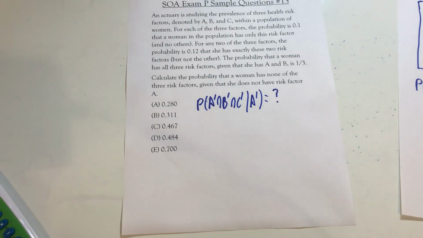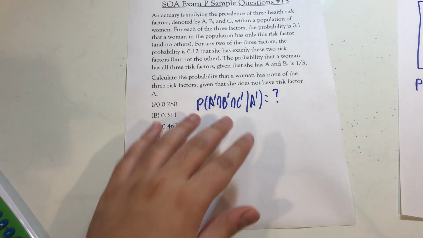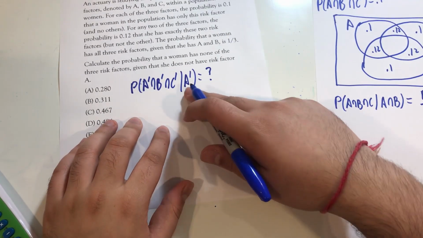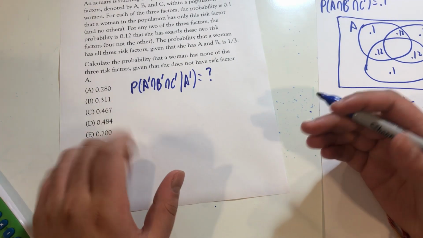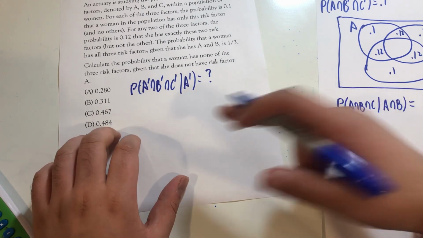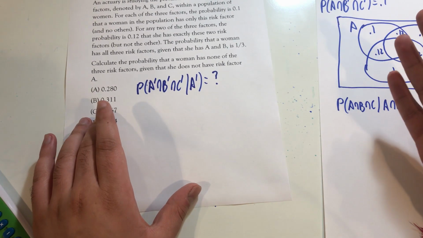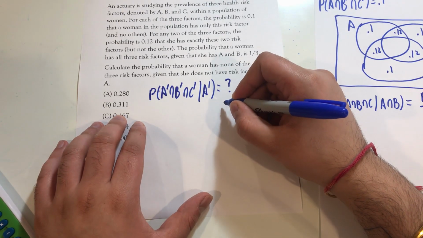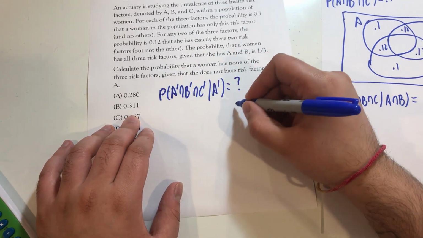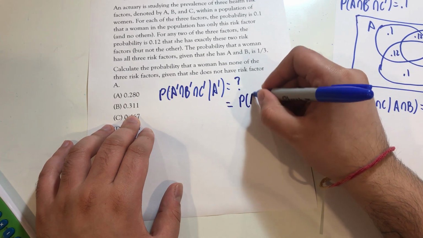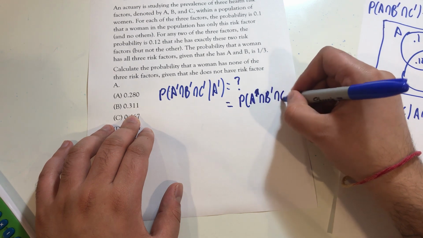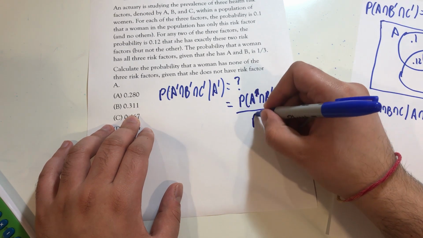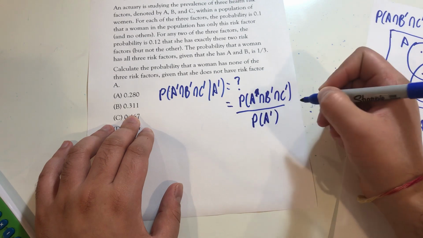And we need more information in order to do that. Primarily, we're going to need to know the probability of risk factor A in order to figure out the complement, right? Because this, using the conditional probability formula, is the following. We're looking for the probability of A complement, B complement, intersection C complement, over the probability of A complement.